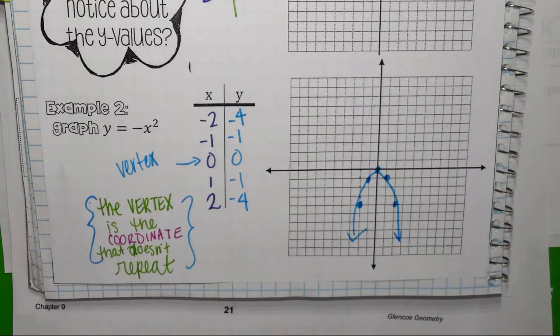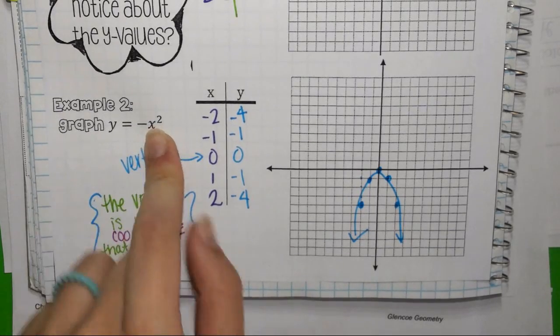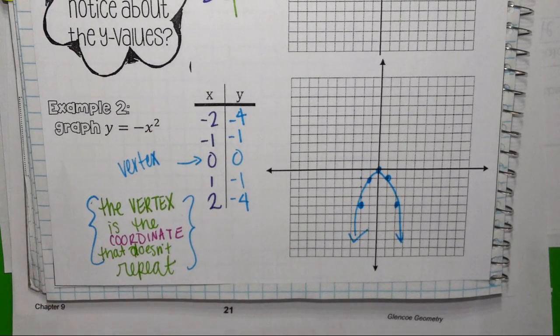Does everybody's graph look like mine? So when your x squared is positive, it opens which way? Up. And if it's negative, how does it open? Down. Good. And that's going to be the case every single time when we're graphing them. So when you're looking at your function to begin with, always check out x squared. If it's negative, it's going to open down every single time.